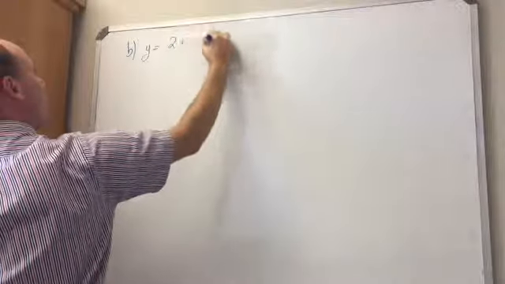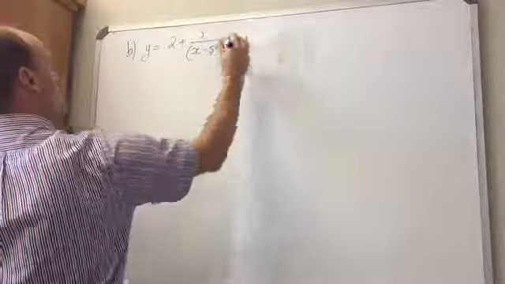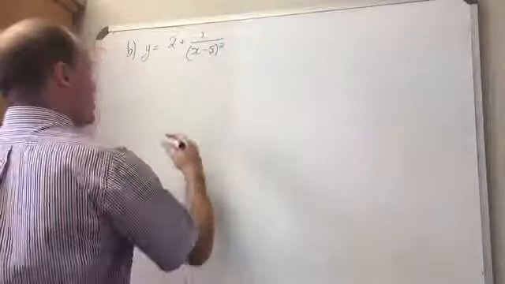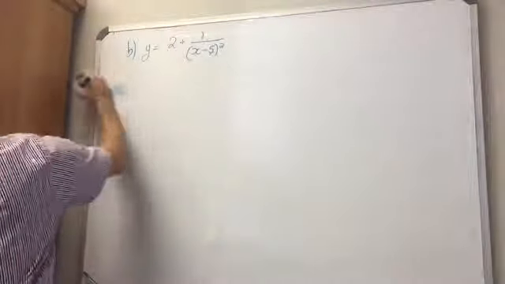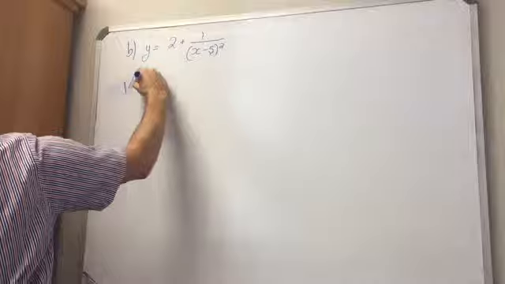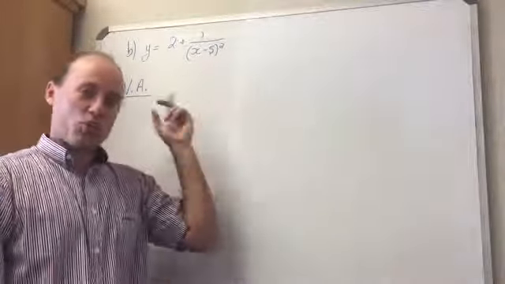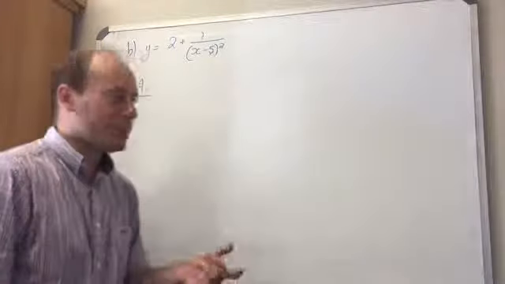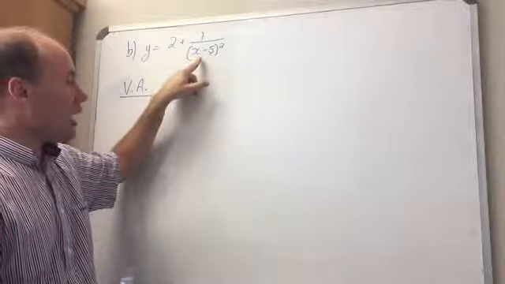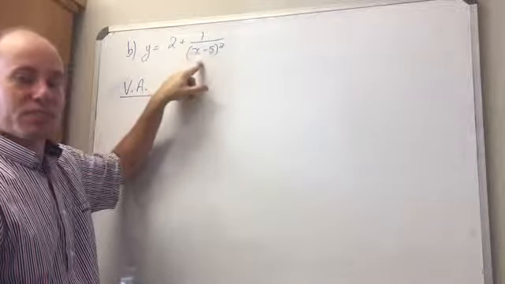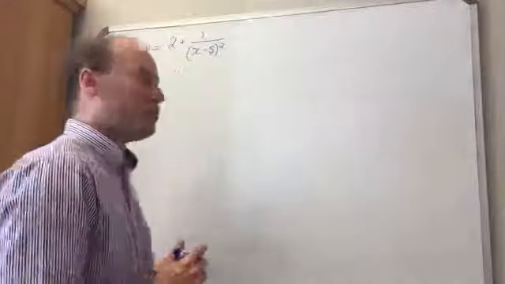y equals 2 plus 1 over x minus 5 squared. So we first of all calculate the vertical asymptotes. We look at the formula for the function and we think, when is this formula going to blow up? Well, it's basically a rational function, so as x approaches 5, the formula is going to blow up, and we should just investigate a little bit more precisely how it's going to blow up.